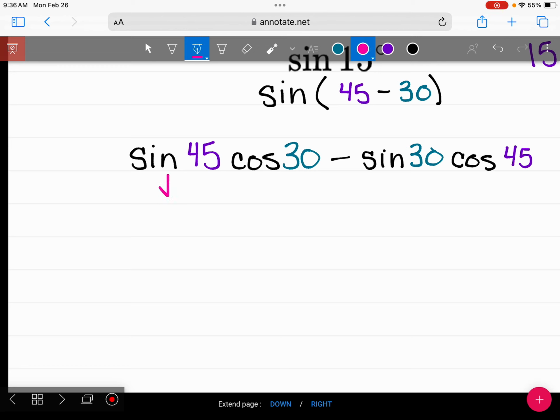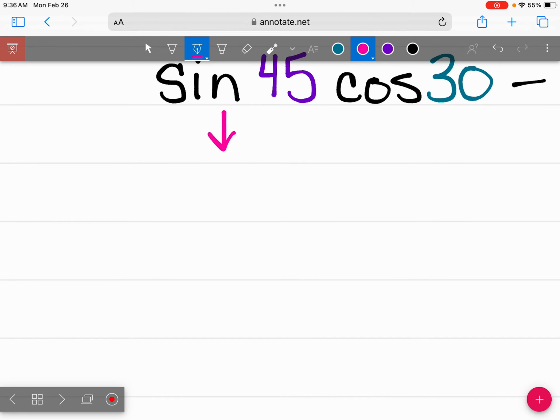Because what is the sine of 45 degrees? Think through the unit circle. What is the sine of 45? Square root of 2 over 2. We don't have to explain, right?